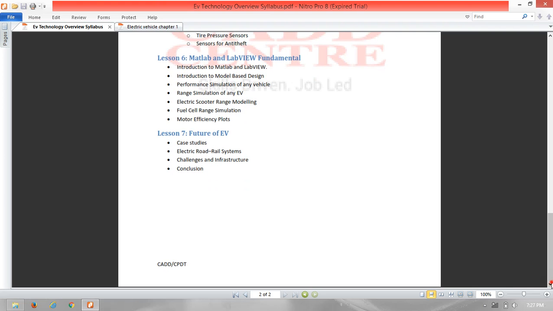Next, the last one is the future of EV, where we see different case studies, such as the electric road, and we'll see different challenges and infrastructures, and different kinds of other topics. These are the different chapters in the EV course that are going to be handled.